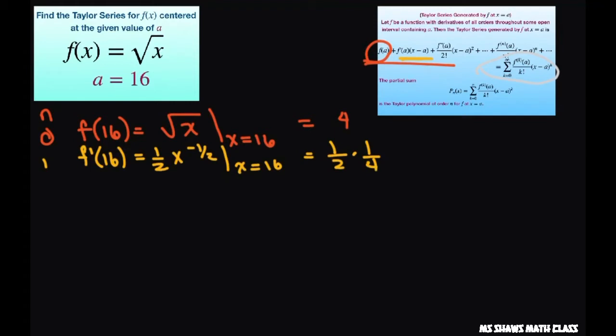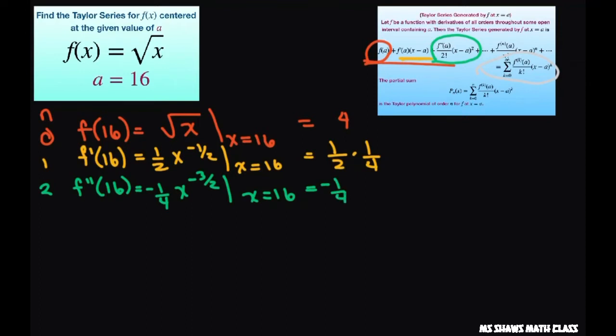All right, for 2, we have f double prime of 16. That would be this piece here. That's going to equal negative 1/4 x to the power of negative 3/2 at x equals 16. That gives me negative 1/4 times 1 divided by 4 cubed.